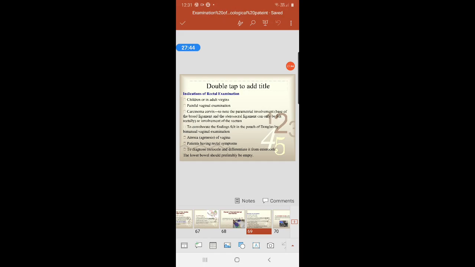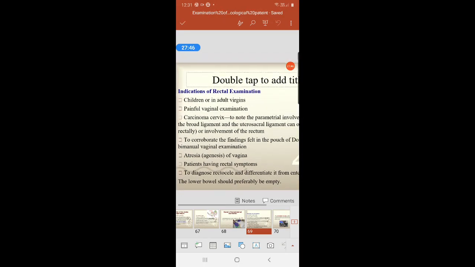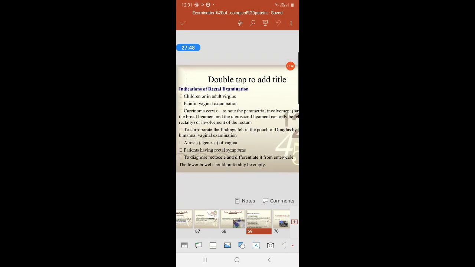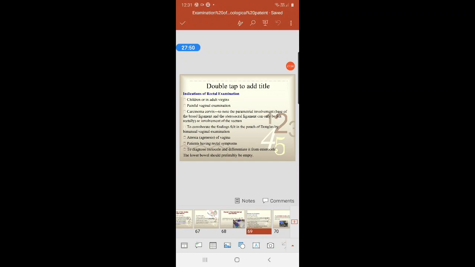A question arises, no? So coming to the indications of rectal examination, it can be performed in children or in adult virgins. Instead of performing the vaginal examination in children, we can go for the rectal examination, which is much better. And in adult virgins also, it is better to go for the rectal examination instead of the vaginal examination. Painful vaginal examination, in that condition we can go for the rectal examination.